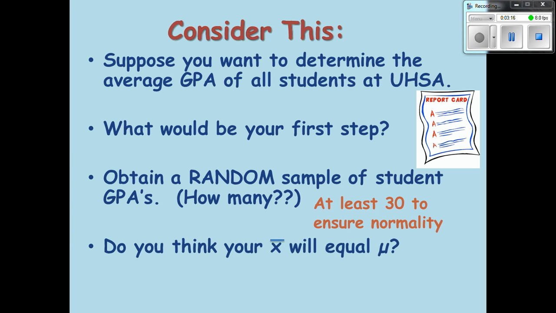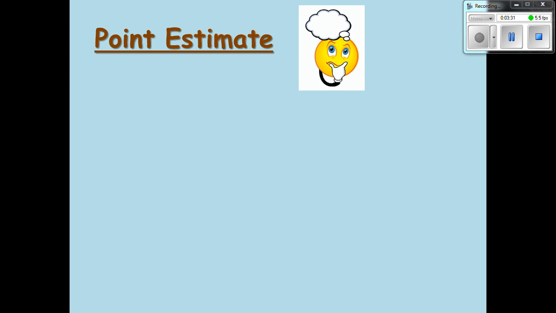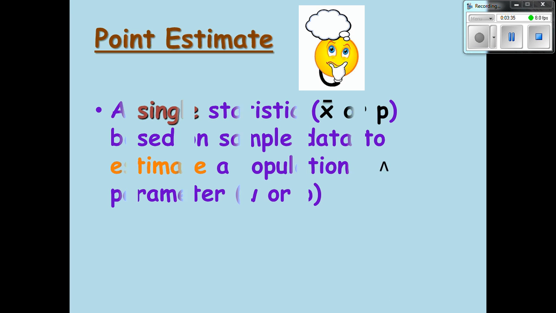But do you think you're going to get an X bar from your 30 people or so that equals mu, the true mean of the whole school? Remember, X bar is just from your sample. So probably not, right? But that's really the best we can do to get started on this. So what we've just found is called a point estimate, like a starting point. It's a single statistic for our class.